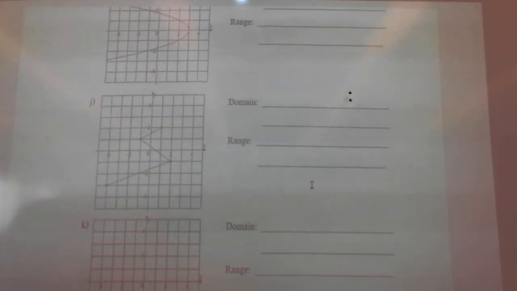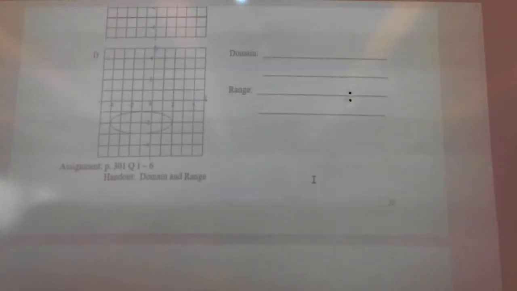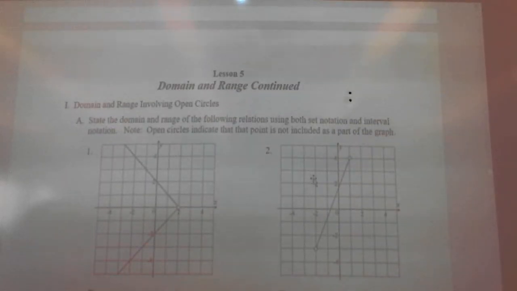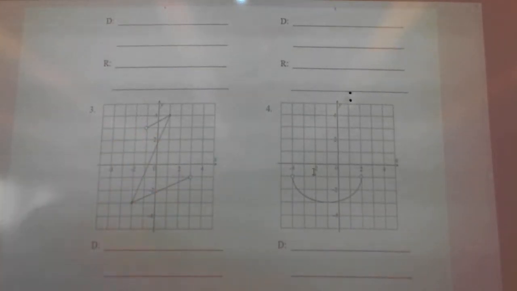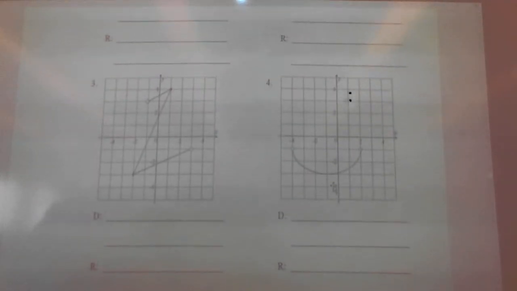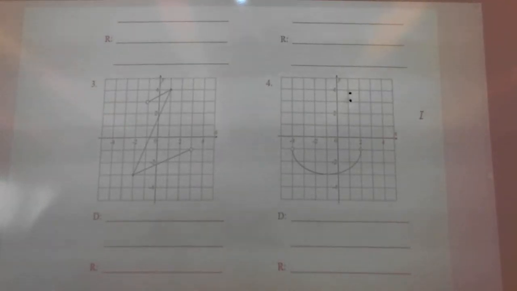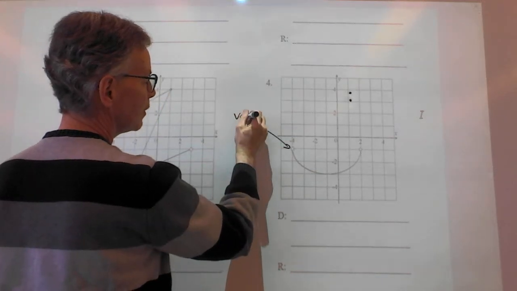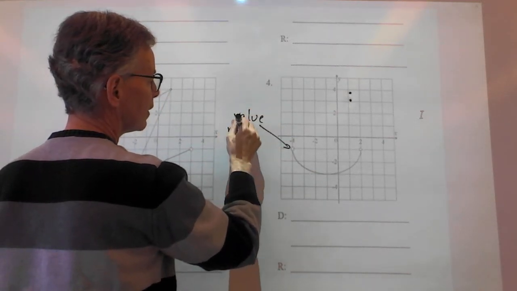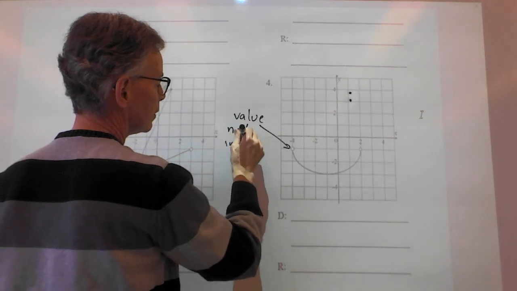We'll do one more. One more, and that's going to be one. Now, if you take a look here, you see something that we haven't seen before. You see open circles. Okay? So why don't we do number 4? Now, all an open circle indicates is that that particular value is not included.